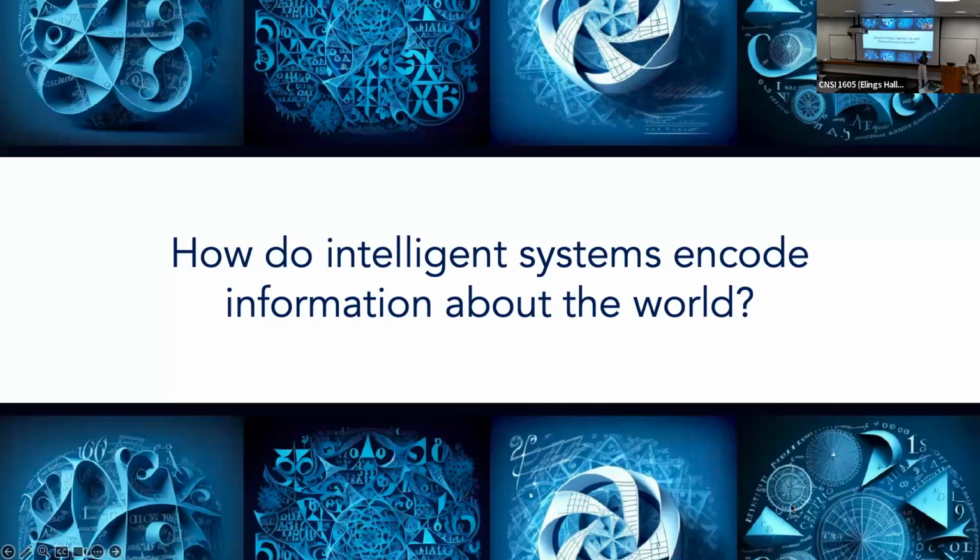So, for example, our brains have 80 billion neurons, and somewhere in these neurons is encoded what I see, what I hear, what I touch. Large language models also have 8 billion parameters, and they can memorize what you told them 20 days ago. How is this information encoded and stored in intelligent systems?